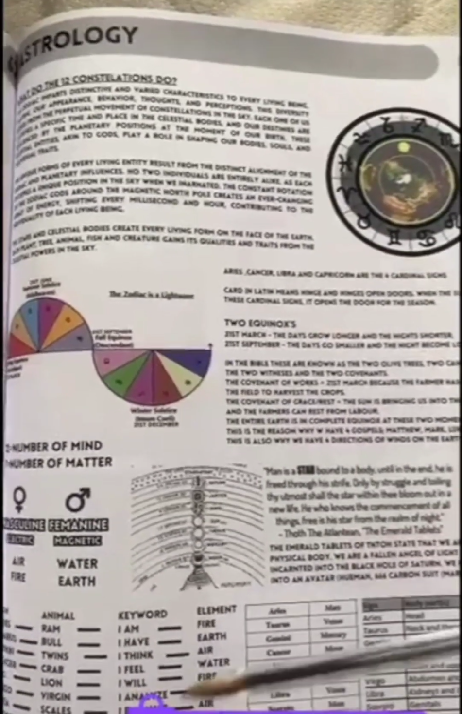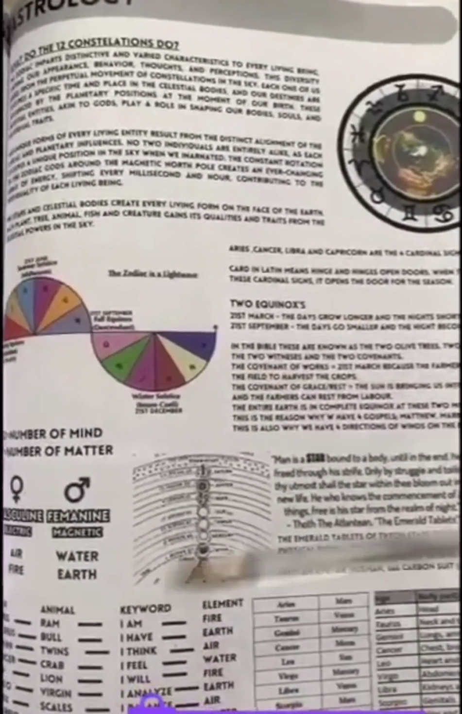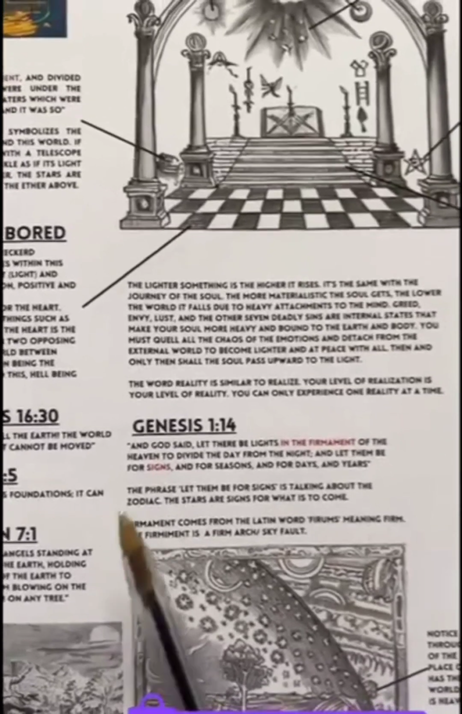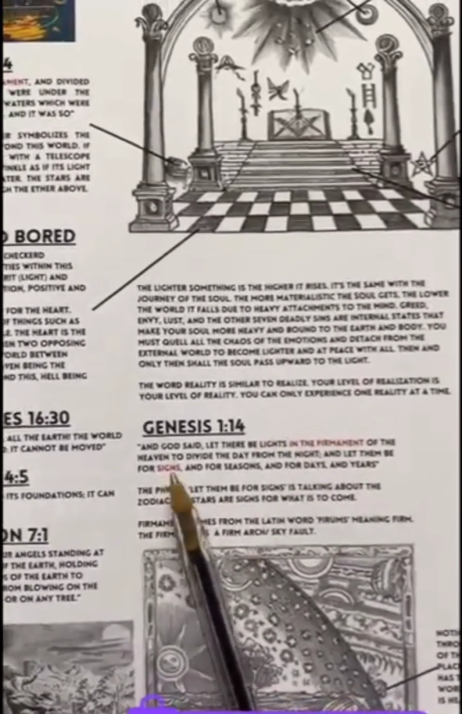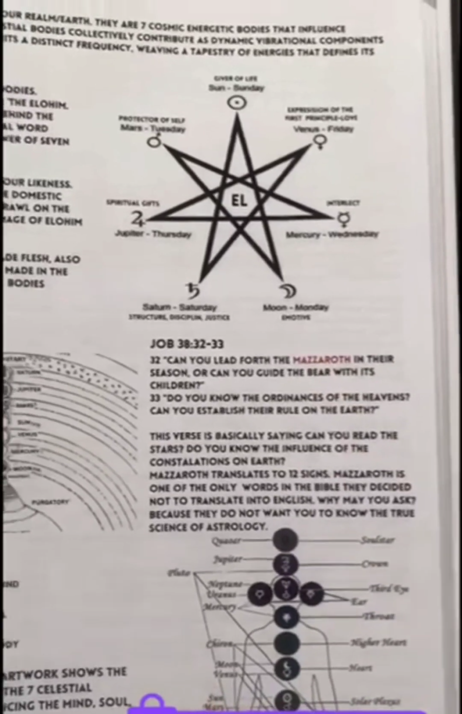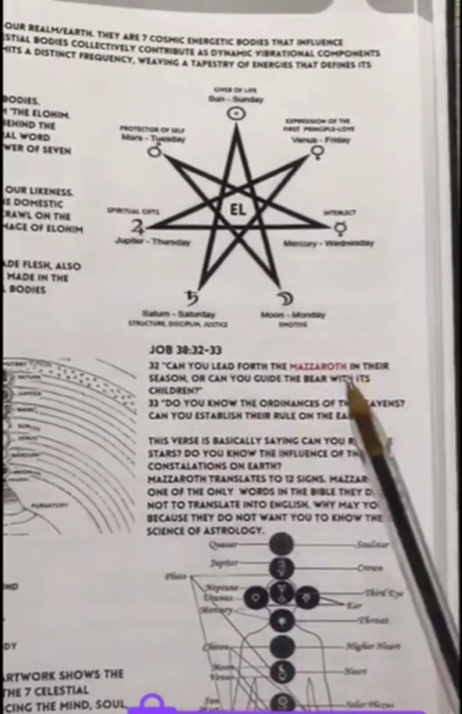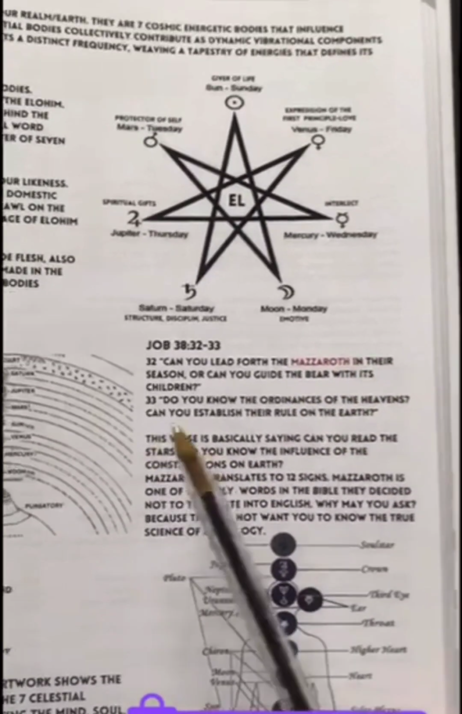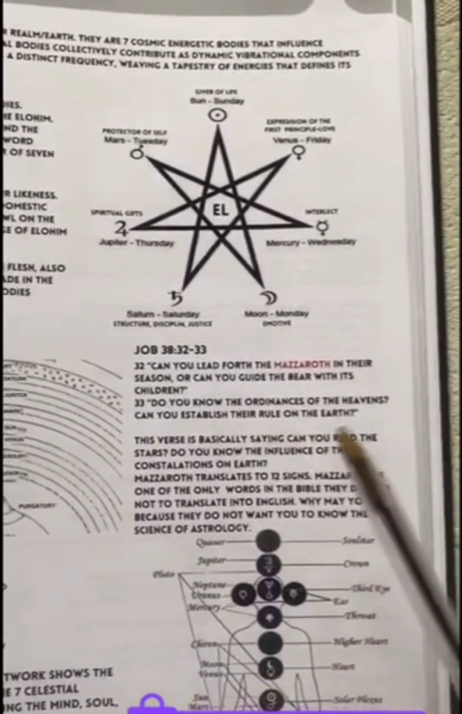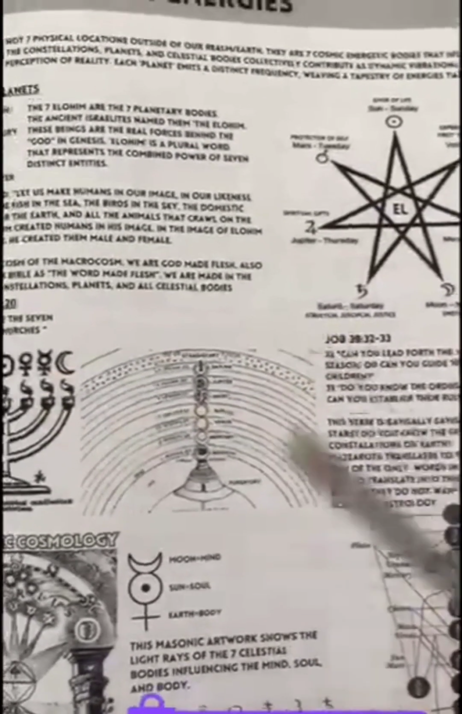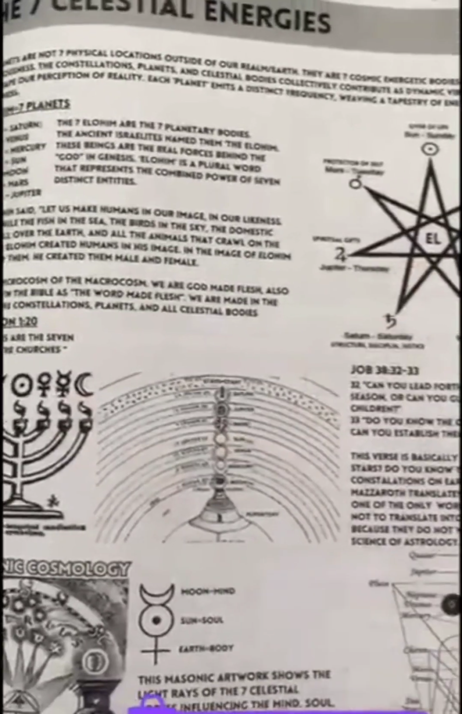And this is why astrology is so important, because it can foretell the future. The Bible even says this: "And let there be light in the firmament of the heaven, and let them be for signs." This is why God says in Job, "Can you lead forth the Mazzaroth," which means 12 signs? "Do you know the ordinances of the heavens? Can you establish their rule on the earth?" The stars foretell the future on the earth. They rule over the earth.